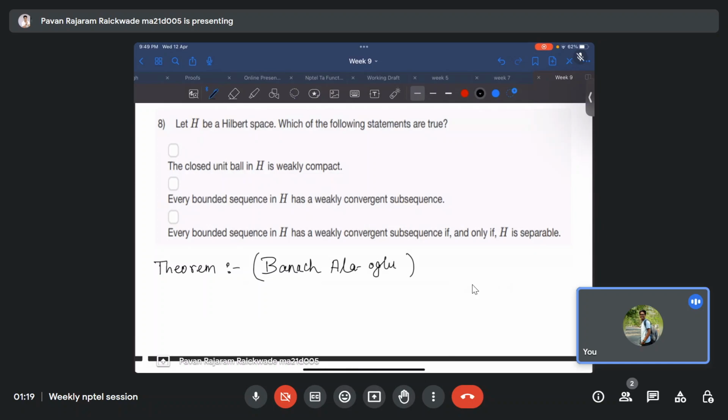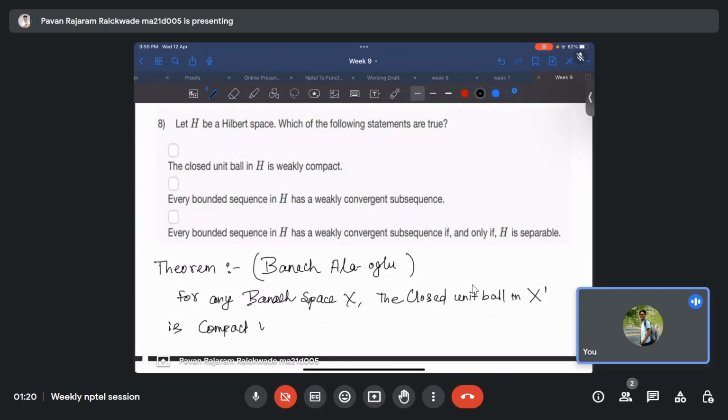It says that for any Banach space X, the closed unit ball in X dash is compact with respect to the weak star topology.